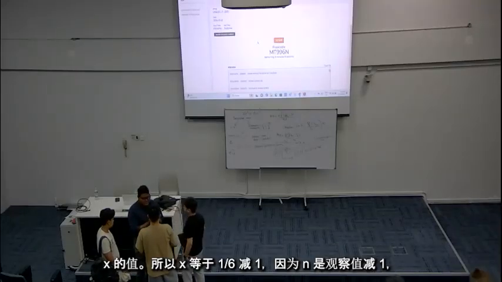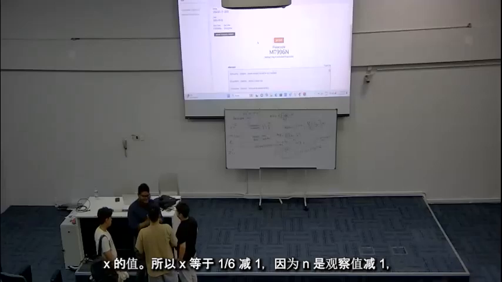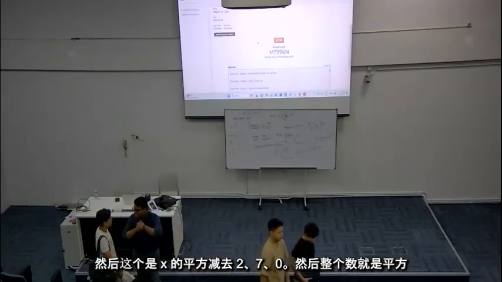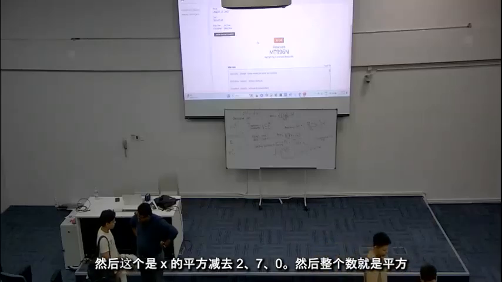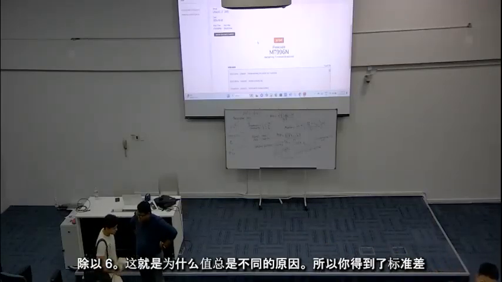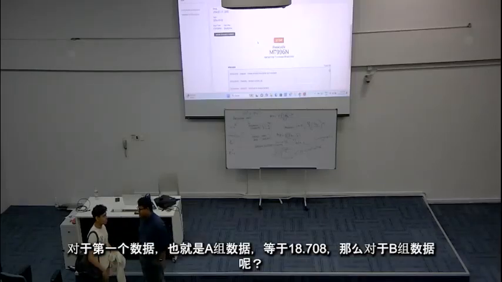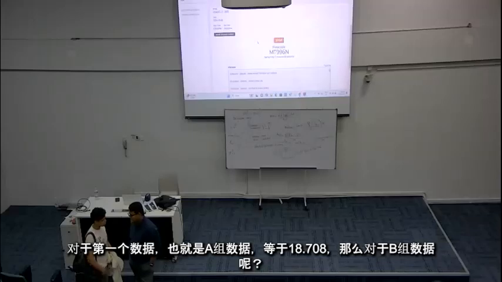So s is equal to 1 over 6 minus 1, because n is the number of observations minus 1, and then this one is the summation of x square minus 270, and the whole thing squared, divided by 6. That is why the value is always different. So you get the standard deviation equal to 18.708 for the first data, or the group data A.